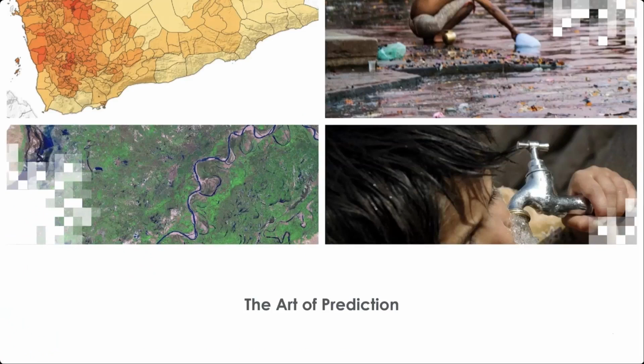So I'm going to talk a little bit about the art of prediction and why we're very interested in predicting the presence of cholera, not just obviously for the humanitarian benefit, but what are the larger impacts that we can have by studying cholera? And what does prediction really mean? What are our main goals? What are we trying to accomplish?